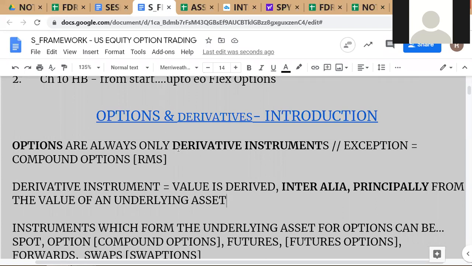You notice how particular I am about the use of words. That's why I changed the definition. I said options are always only derivative instruments, and that is when the exception makes sense.